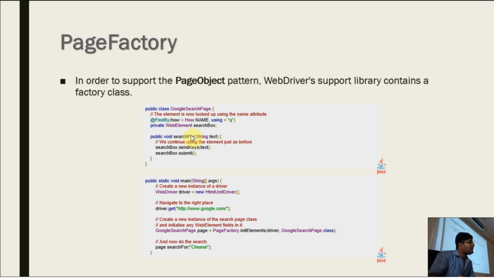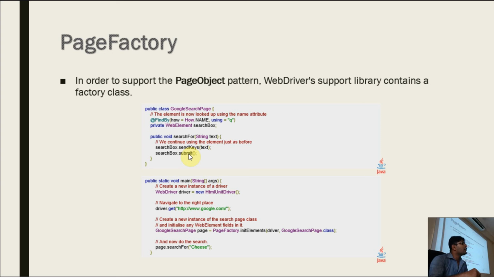And we can define the action here. What we need to do is search for a text. Here we have mentioned the text box, and here we are telling it to search for this text. So when we pass a text to this Google search page object, it takes the search box, sends the keys, and submits, just pressing enter.